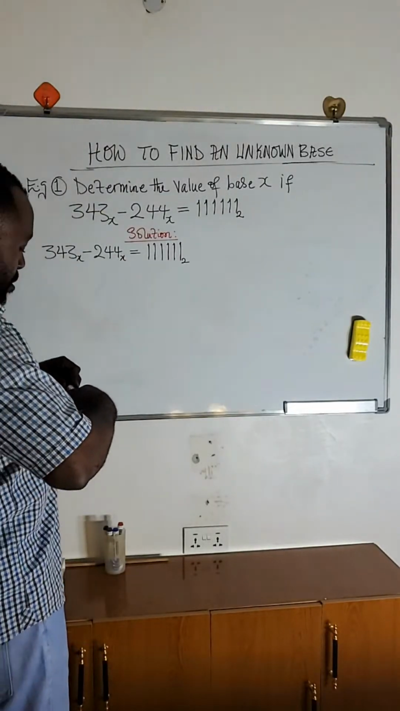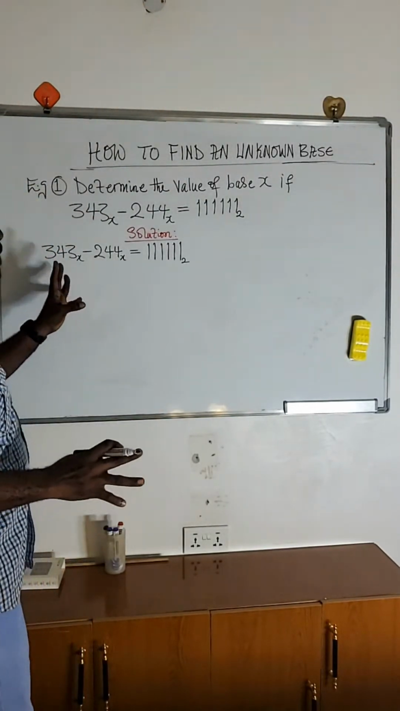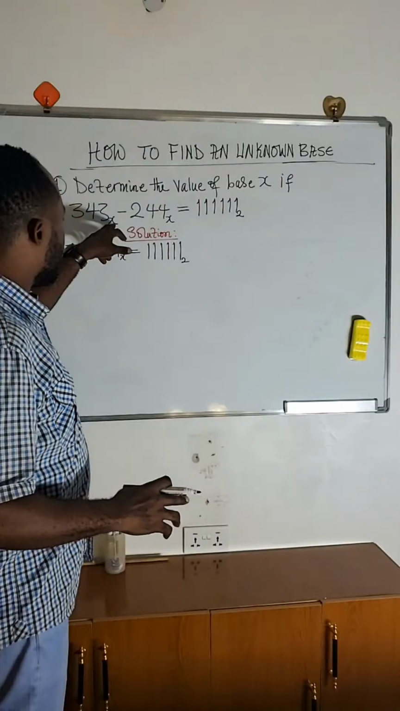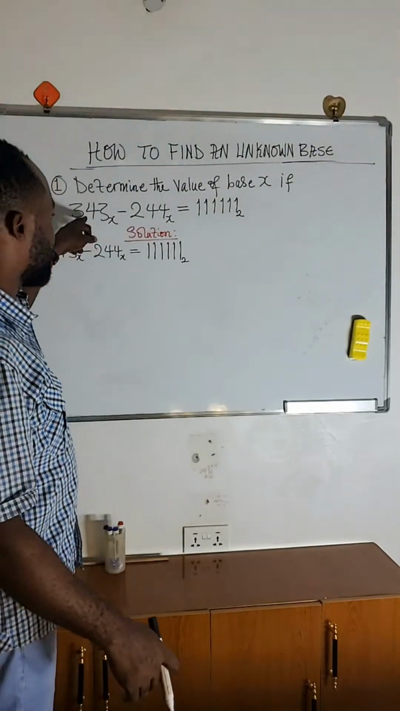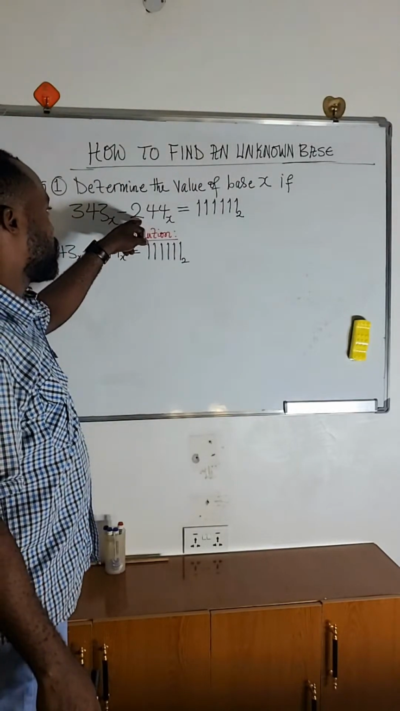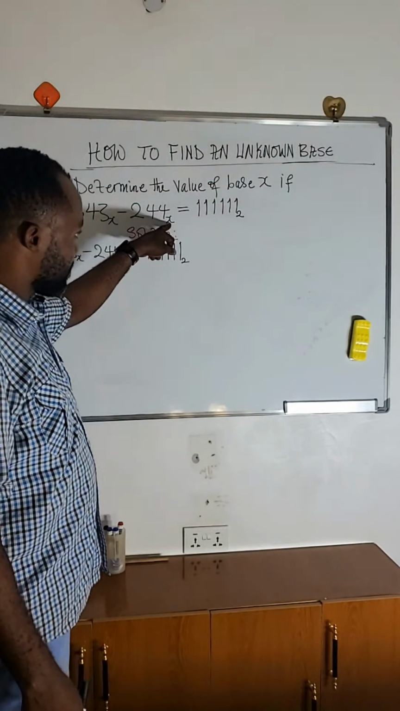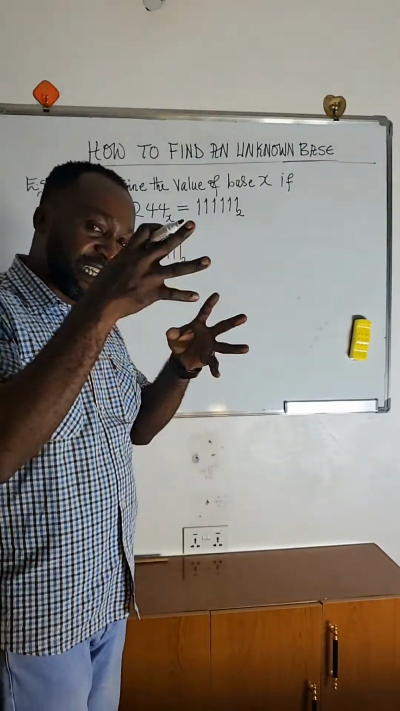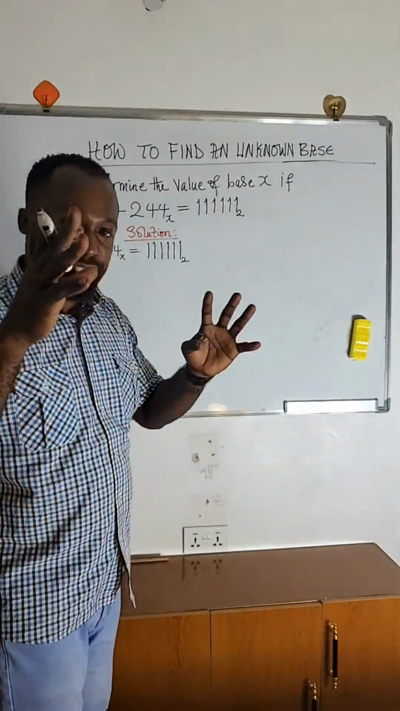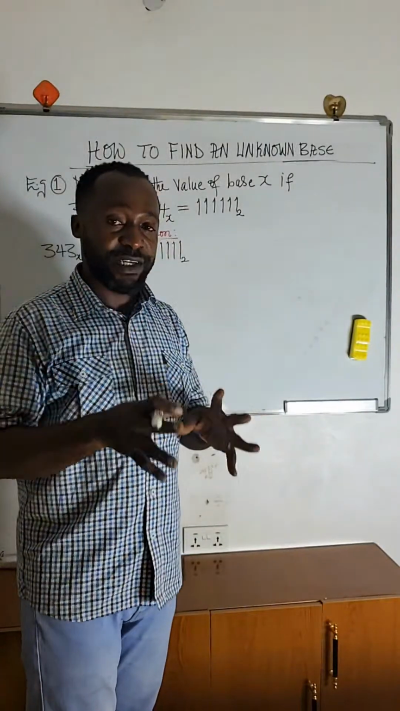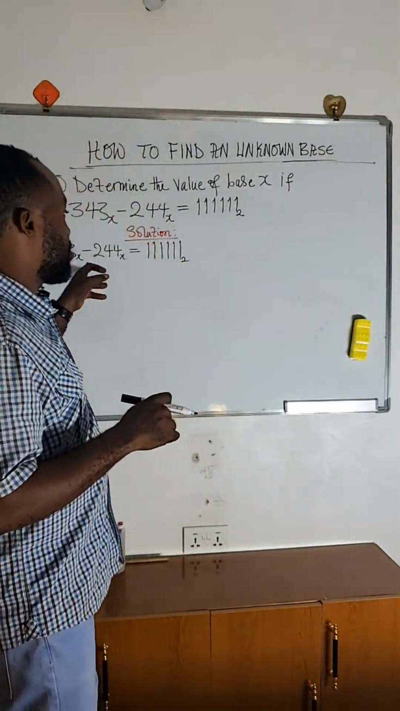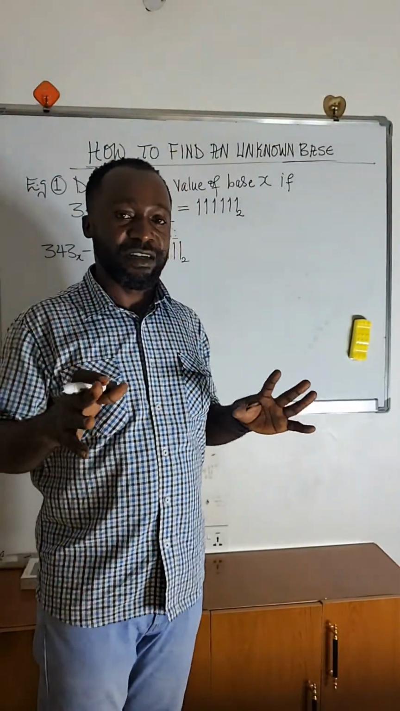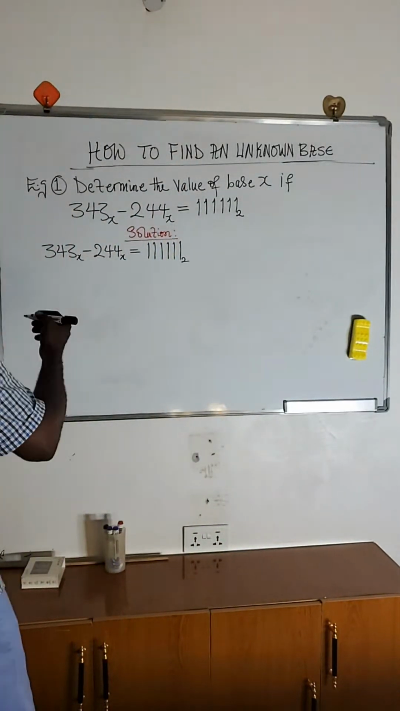All right. So let's see. First of all, for you to find an unknown base in this question, this is an unknown base. The base of this 343 is x, and the base of 244 is x. But here on the right hand side, the base is not in the standard base, it's in base 2. So the standard base or the acceptable base is base 10. So what we are going to do first is to convert all the numbers to base 10. Is that right? So let's go.